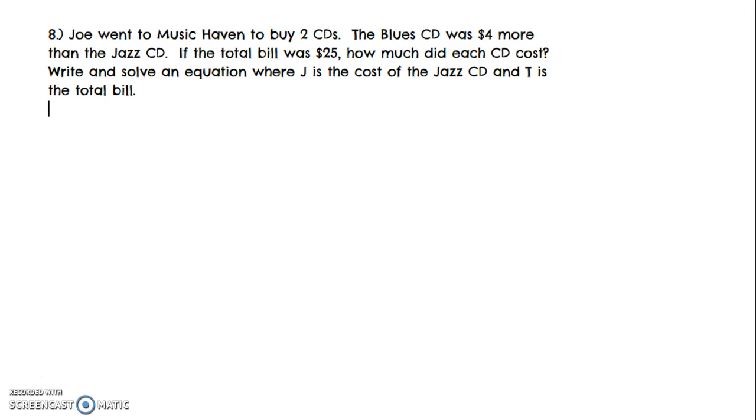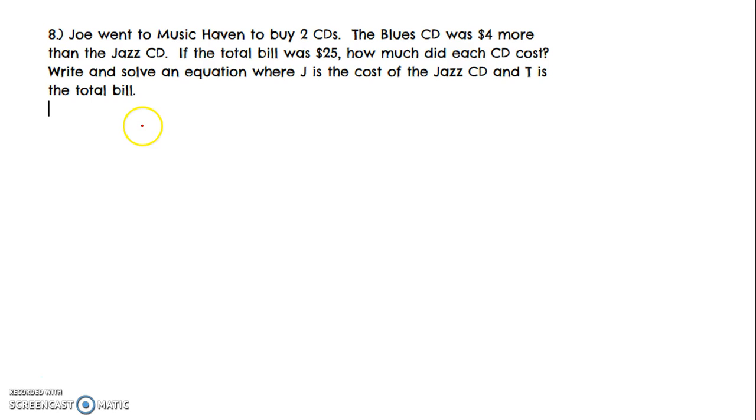It says Joe went to Music Haven to buy 2 CDs. The blues CD, that's a type of music, was $4 more than the jazz CD. If the total bill was $25, how much did each CD cost? It says write and solve an equation where J is the cost of the jazz CD and T is the total bill.